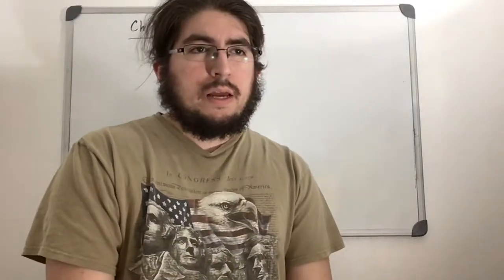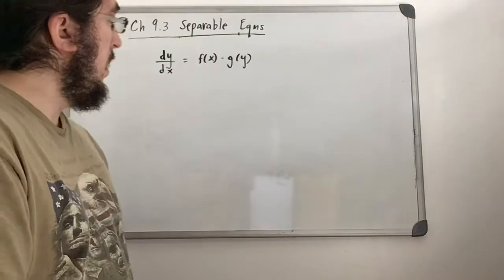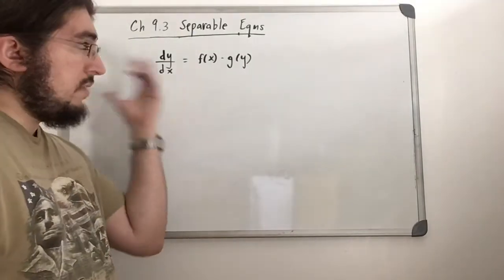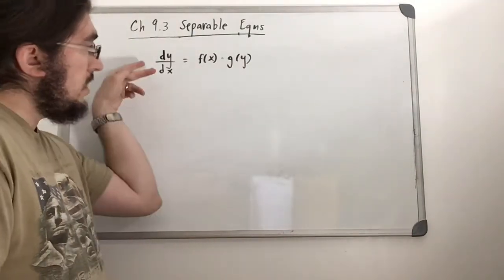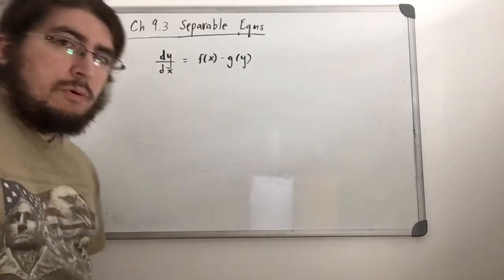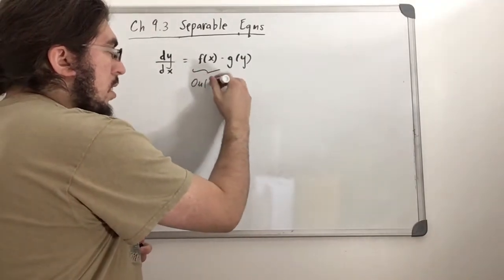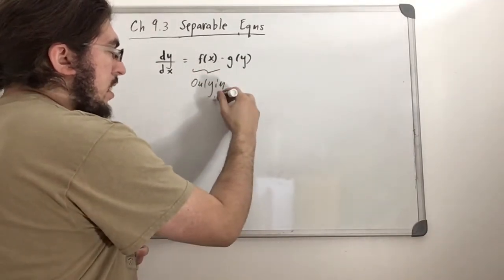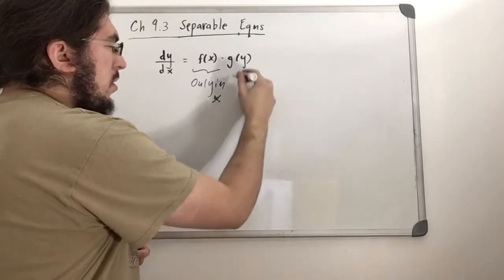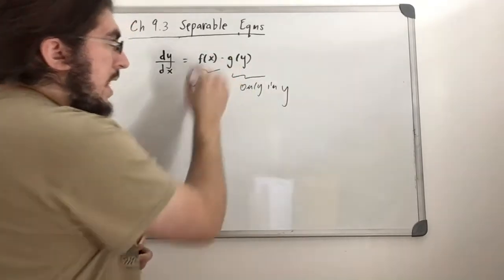Okay, so now we're going to do a discussion on chapter 9.3, which is on separable equations. And the separable equation is basically a differential equation that looks like this. It's dy over dx equals a function of x times a function of y. So it's important to note that this function of x is only in x, whereas this function of y is only in y. Only in x times only in y.